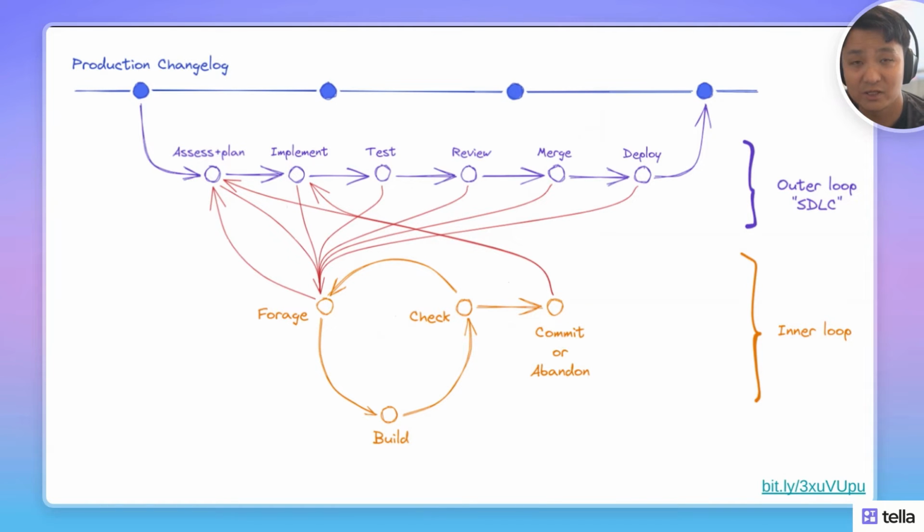This is essentially the same picture, even though it doesn't look like it. What we've done here is rolled the outer loop out into a linear progression. That's the purple in the middle there. And then the inner loop is the orange at the bottom. And this is just a way of visualizing the transition states between the outer and the inner loop. And at the very top here, you have kind of the production change log. This is like the official upgrades and deployments to whatever your production environment looks like.